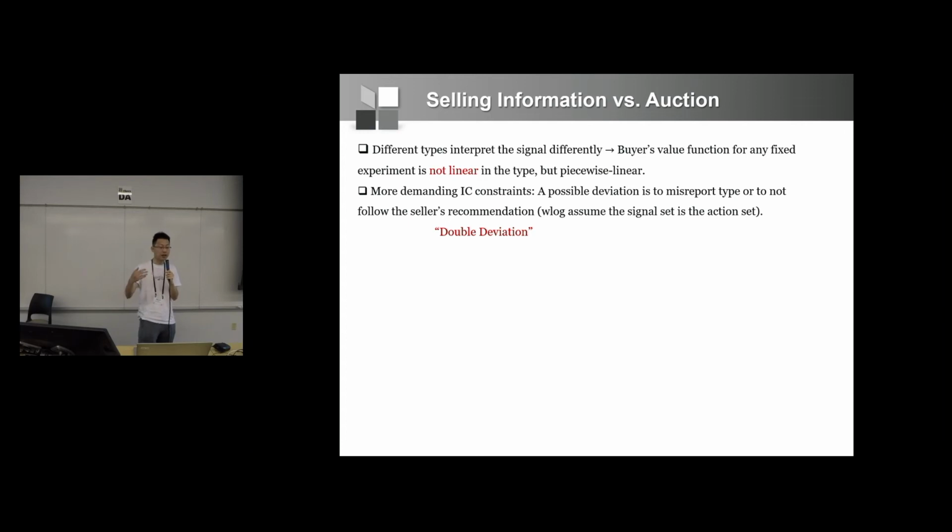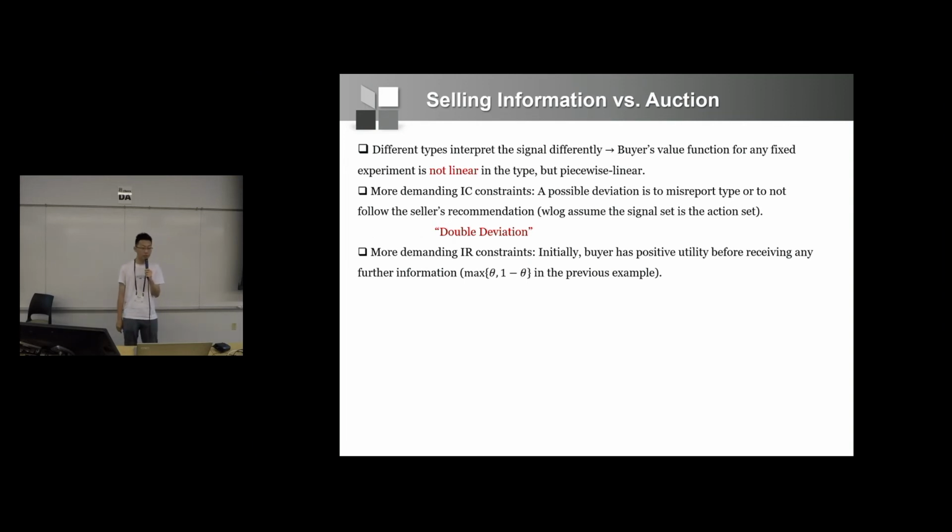Here and throughout the talk, you can assume without loss of generality that the signal set is simply the action set, so the seller is simply making a recommendation to the buyer. Since we have this double deviation, we have a more demanding IC constraint.